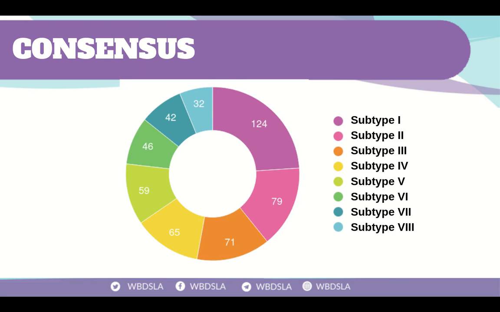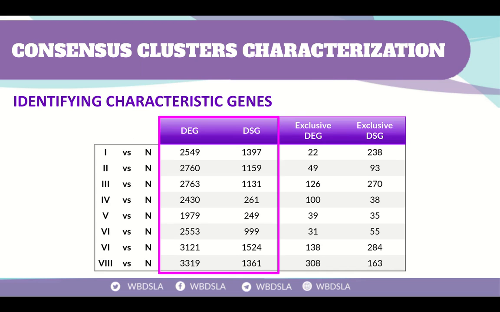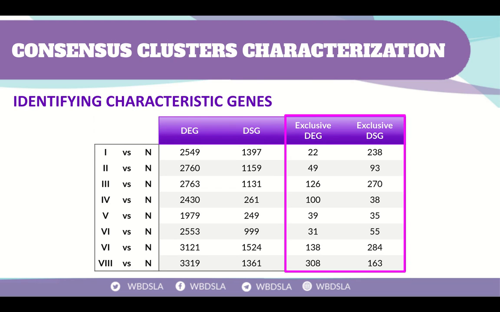Consensus clusters with at least 5% of tumoral samples were kept. 518 tumoral samples were classified into 8 potential colorectal cancer subtypes. DEG and DSG between potential colorectal cancer subtypes and normal samples were identified. Differentially expressed genes and differentially spliced genes exclusively found in a single subtype normal contrast were identified.